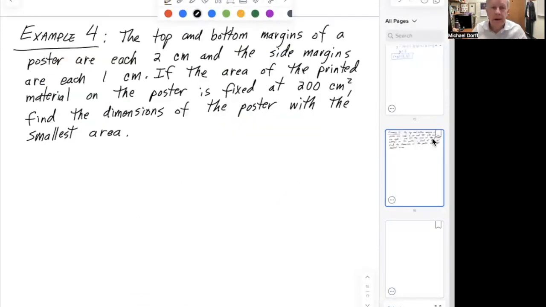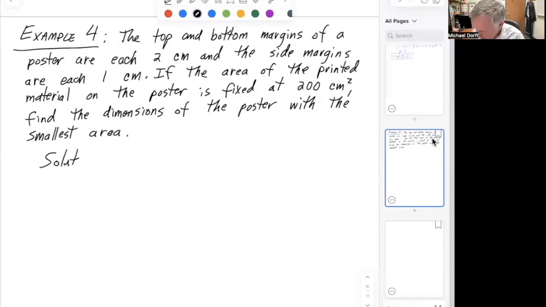All right, let's do one final example here. In this problem, it says we've got the top and bottom margins of a poster are each 2 centimeters, and the side margins are each 1 centimeter. If the area of the printed material on the poster is fixed at 200 square centimeters, find the dimensions of the poster with the smallest area.